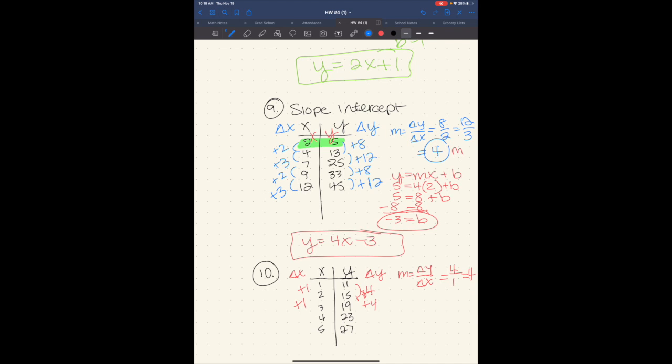Then you can use a pattern to figure out our b, because our b is when x is 0. So I need to figure out what goes in this spot. So if I'm going backwards, it would be minus 1, minus 1, minus 1 to get to 0. Here it would be 27 to 23 is minus 4. 23 to 19 is minus 4. 19 to 15 is minus 4. 15 to 11 is minus 4. 11 minus 4 is 7. So my b is 7. So my equation would be y equals 4x plus 7.